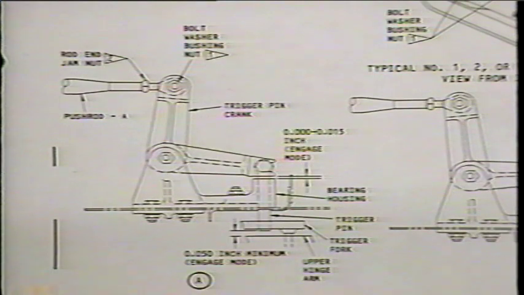After the rig pin is inserted, adjust the push rod A between the handle housing crank and the trigger pin crank. The length of push rod A is adjusted as required to obtain a minimum travel of 7/10 inch for the trigger pin.